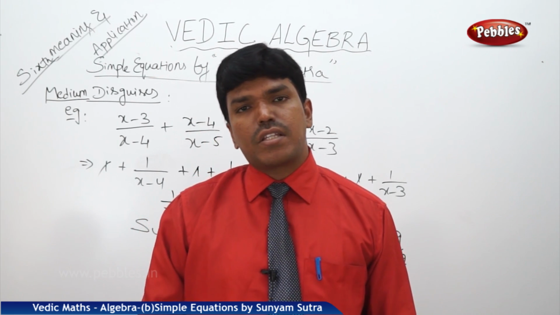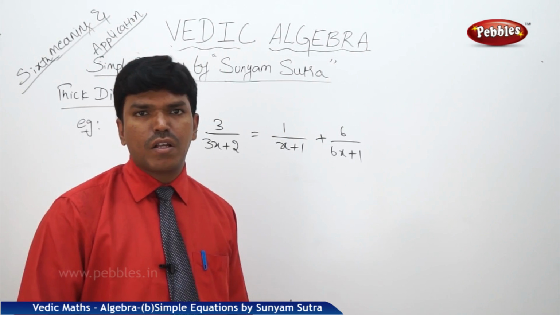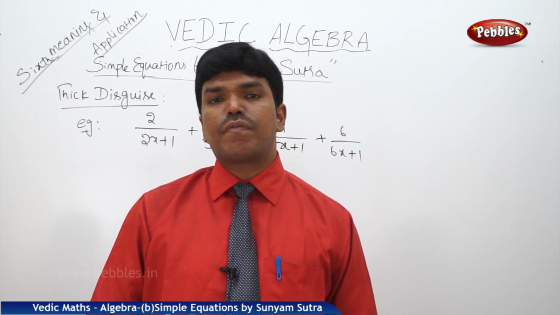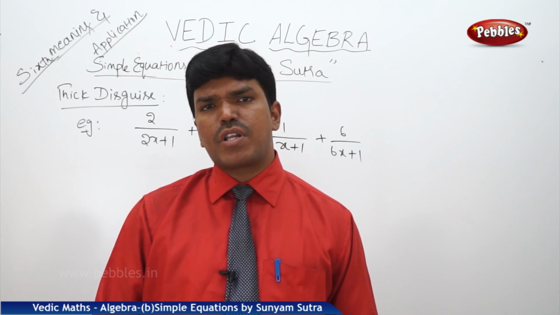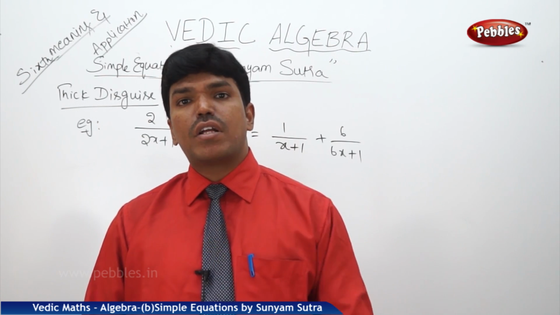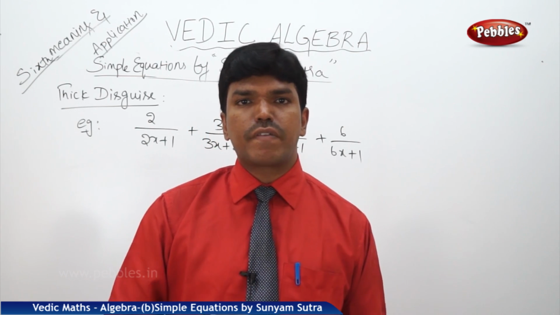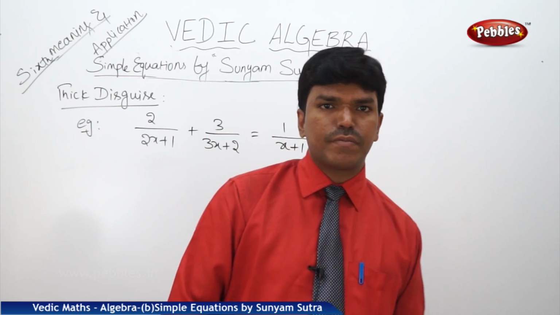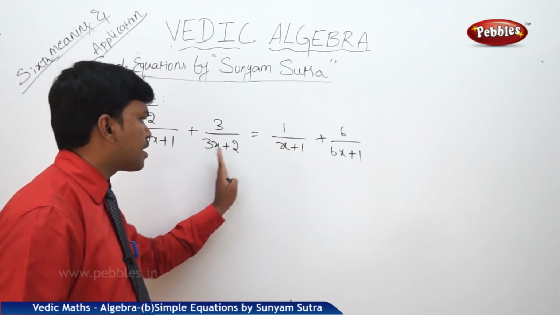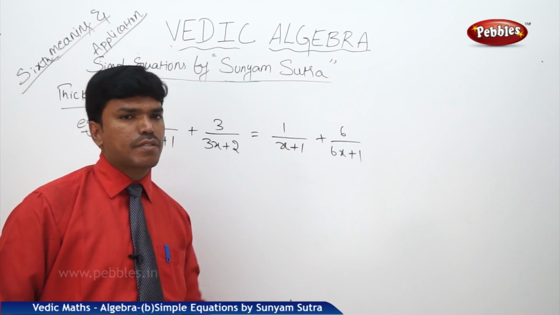Okay, now we will see some thick disguise type of equation. Thick disguise means we have to see some internal multiplication operation, cross multiplication operation, to see whether the given sums are equal or not. For example, take the equation 2 by 2x plus 1 plus 3 by 3x plus 2 equal to 1 by 6x plus 1 plus 6 by x plus 1.